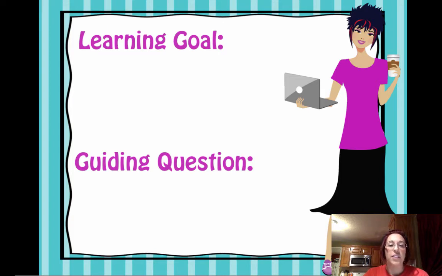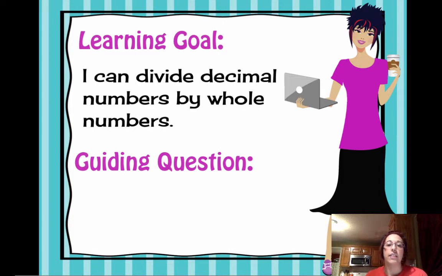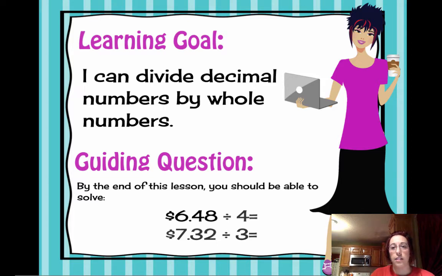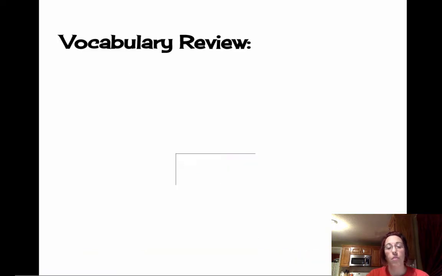Our learning goal tonight is: I can divide decimal numbers by whole numbers. So our guiding question: by the end of this video, you should be able to solve the following problems: $6.48 divided by 4 and $7.32 divided by 3. So let's learn some skills so that you'll be able to do these problems by the end of the lesson. We start with a vocabulary review.